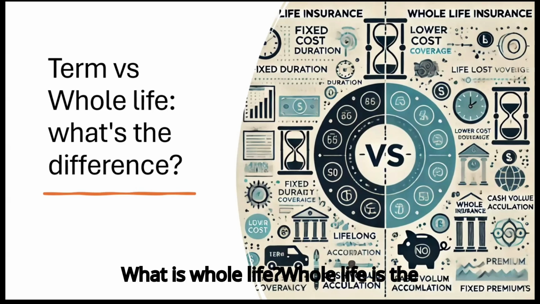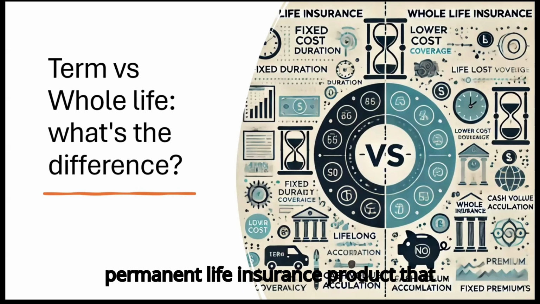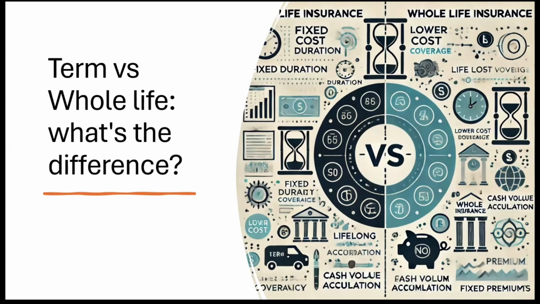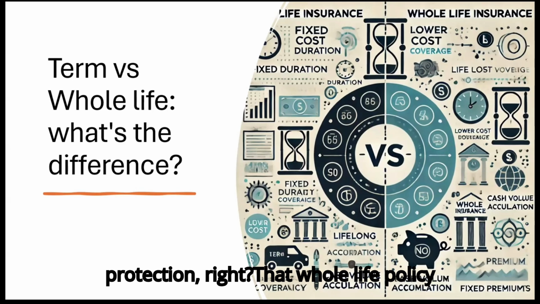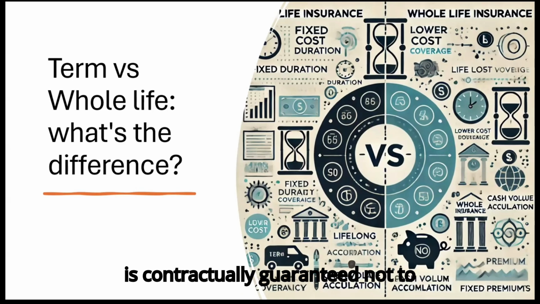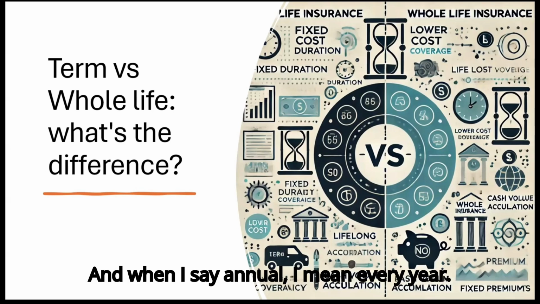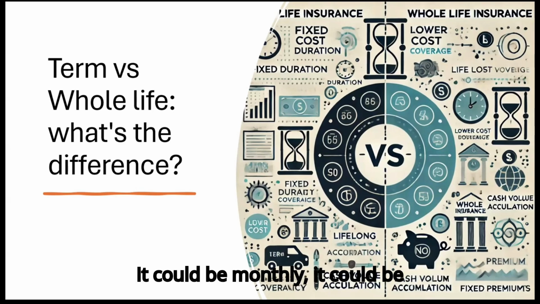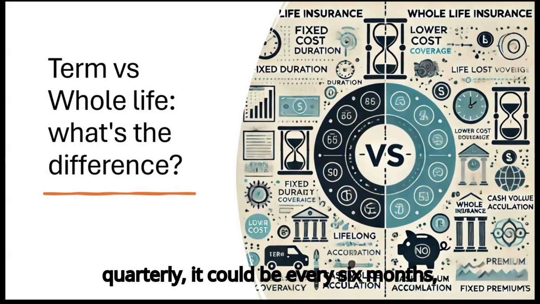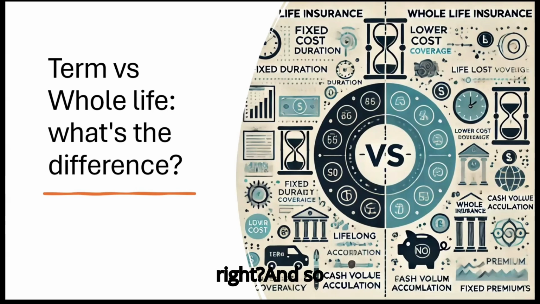What is whole life? Whole life is the permanent life insurance product that provides protection, right? A whole life policy is contractually guaranteed not to lapse as long as the required premiums are paid on an annual basis. And when I say annual, I mean every year. It could be monthly, it could be quarterly, it could be every 6 months, or it could be once a year annually, right? And so that keeps the policy enforced.